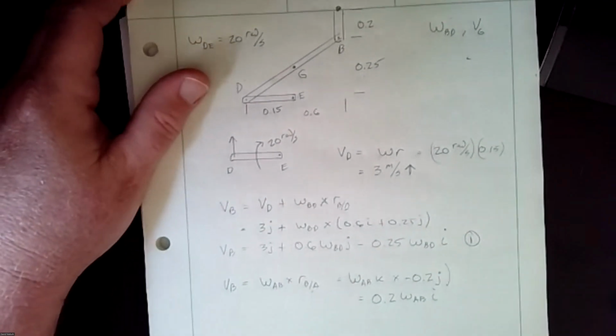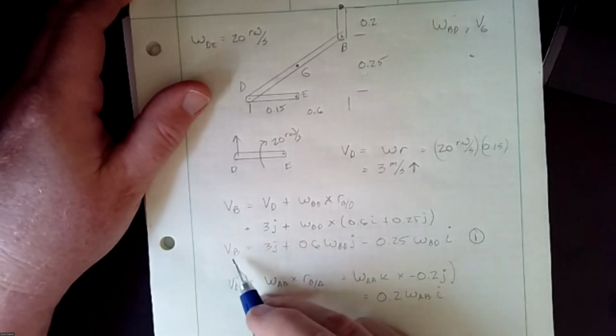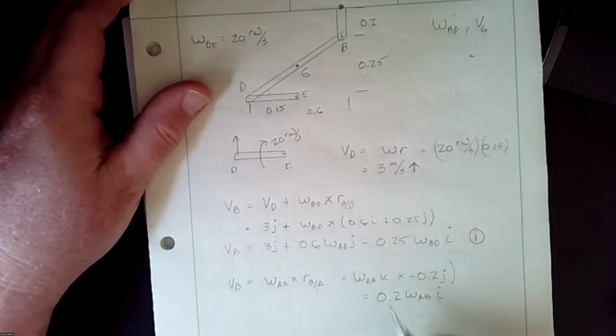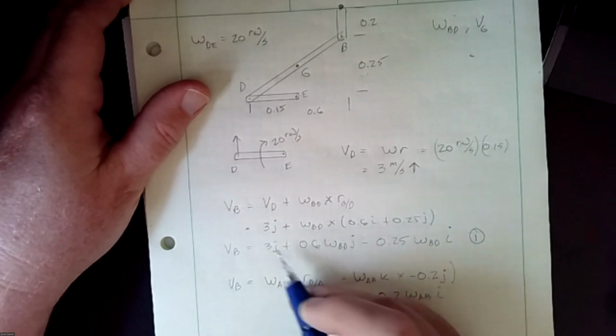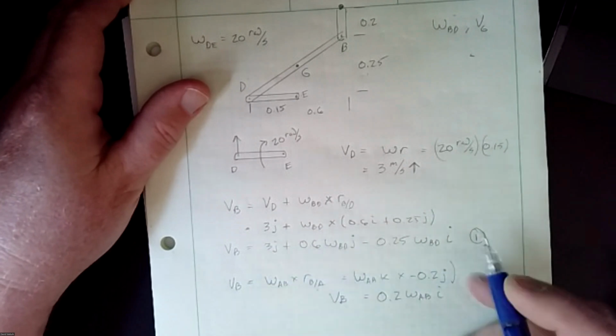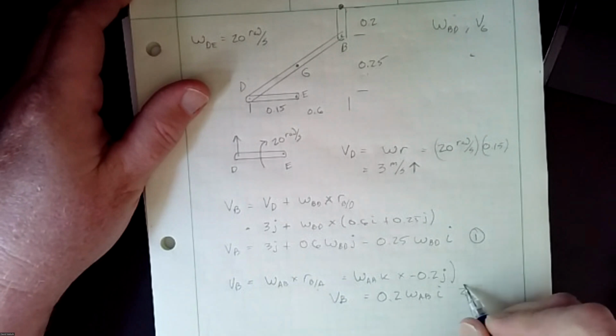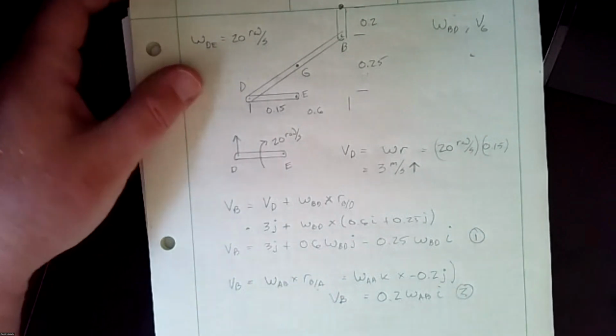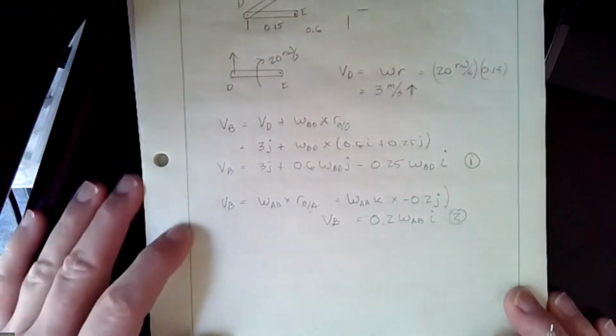All right. So now we have a relationship for this, and we have a relationship for this. We know VB equals that, and we know VB equals all this. So that's my second equation. And now we can set them equal.